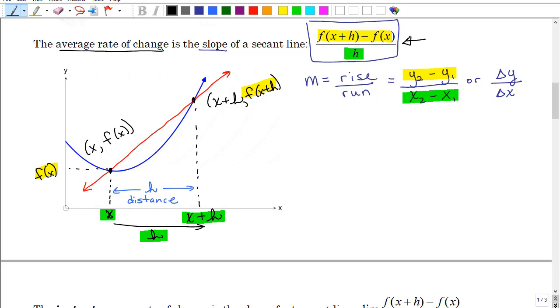Now, of course, as we saw in the previous little demonstration, as this point gets closer, our slope is going to change and our h is going to get smaller as we move closer and closer. So my question is, what happens when h is equal to 0? Well, hopefully you remember that you can never divide by 0. So what's up with that?